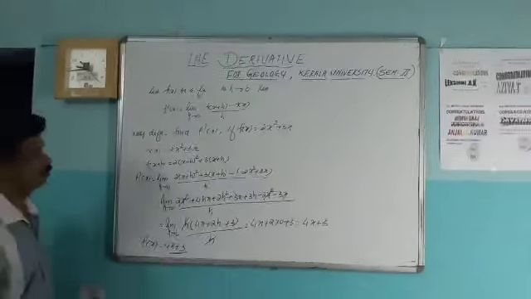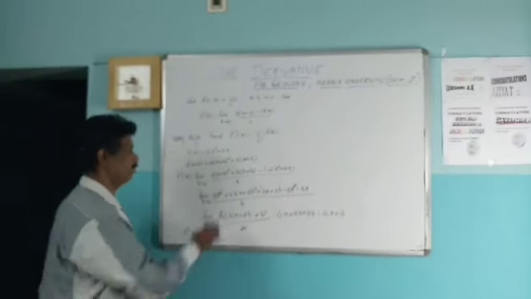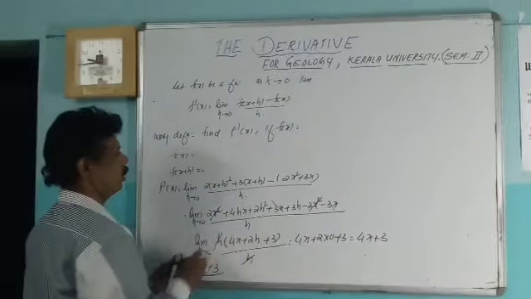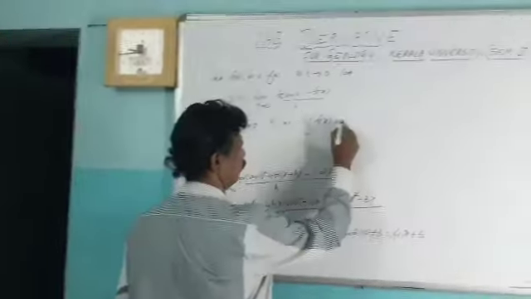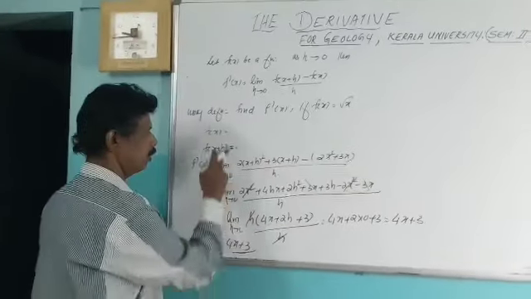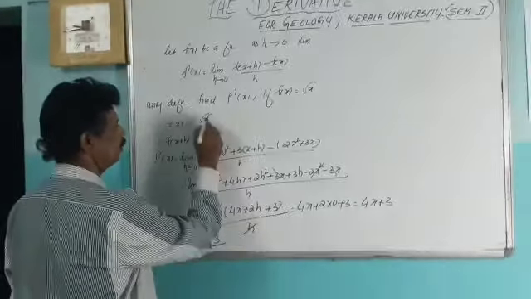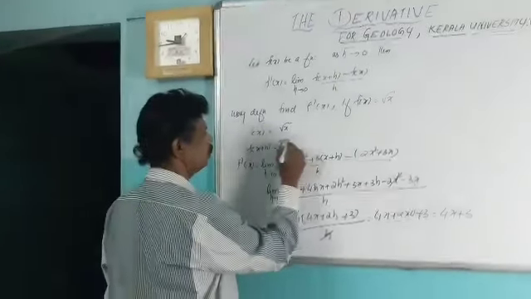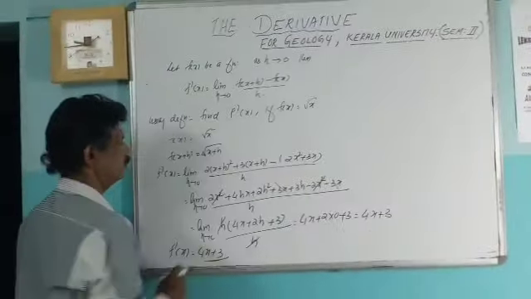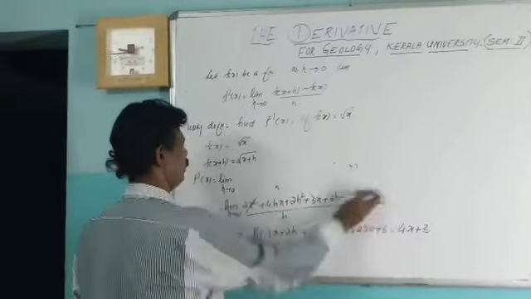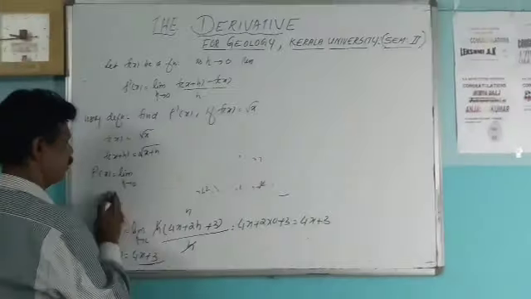Please read the next question. Using the definition, find f dash x if f of x equal to root x. Given f of x equal to root x, then f of x plus h means root of x plus h.